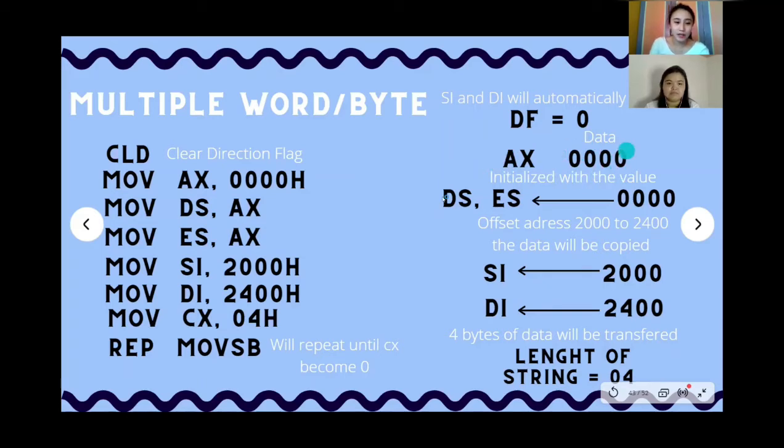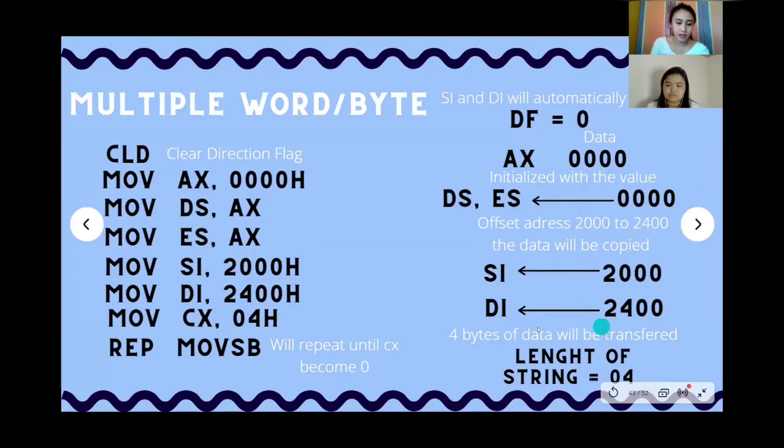Next are MOV DS and MOV ES. The data segment, or DS, carries the source, while the ES, or extra segment, carries the destination. They both use AX. Then next is MOV SI, 2000H, and MOV DI, 2400H. So from offset address 2000 to 2400, the data will be copied. The values will be copied, 2000 to SI and 2400 to DI.